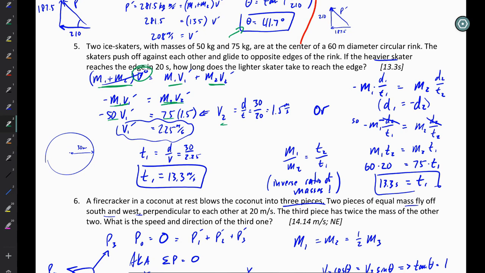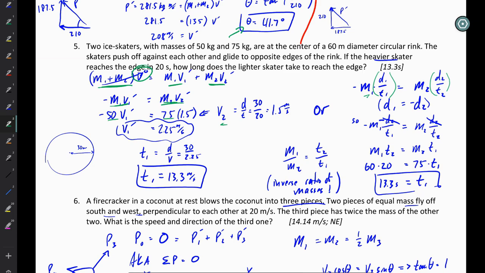So how do we figure out the velocity? Well, the mass times velocity of one person should be equal to the mass times the velocity of the other person. But if we substitute in the formula for velocity, distance over time, we can figure out how far they have to go and/or how much time it takes to get there.